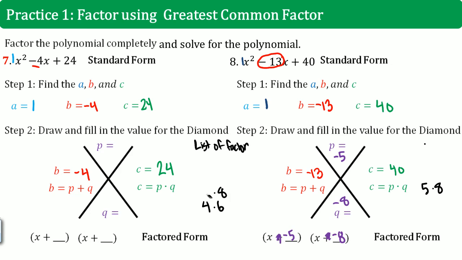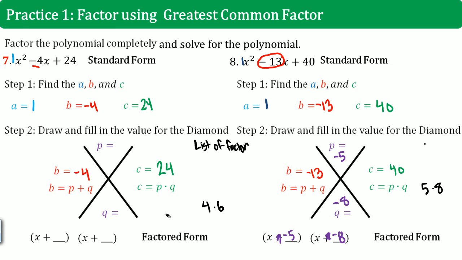Let's try 6. So 6 times 4 gets us 24. 6 plus 4, that gets us 10. That doesn't work. What about 6 plus negative 4? Well, that's a 2. That doesn't work. What about negative 6 plus 4? Or both of them negative? Nope, that's negative 10. That doesn't work.